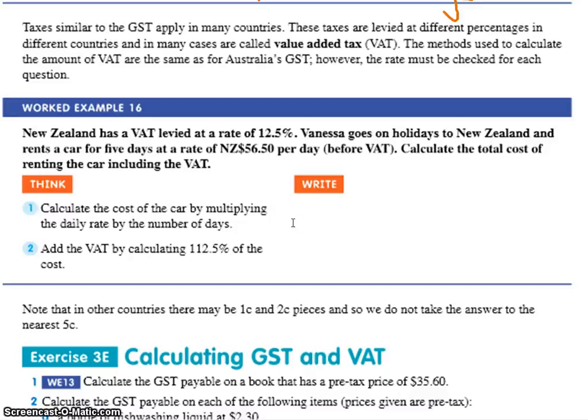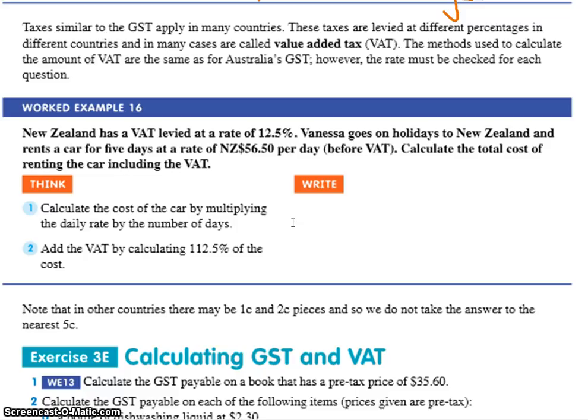We're looking at the VAT in New Zealand. Now they've got a percentage of 12.5% instead of the 10%. So Vanessa goes on holidays to New Zealand and rents a car for 5 days at a rate of $56.50 a day before VAT. Calculate the total cost of renting the car including the VAT.